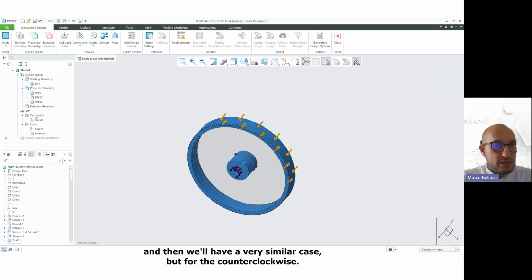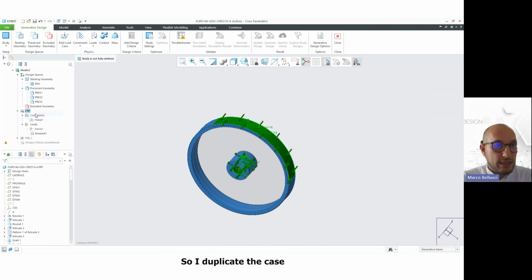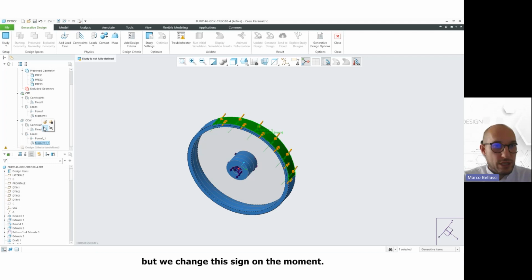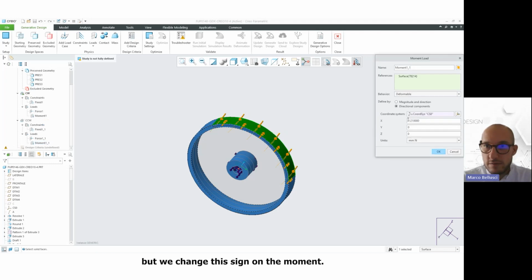And then we'll have a very similar case, but for the counterclockwise. So I duplicate the case, rename it, and we'll have always the fixed constraint here, the force here, but we change the sign of the moment.